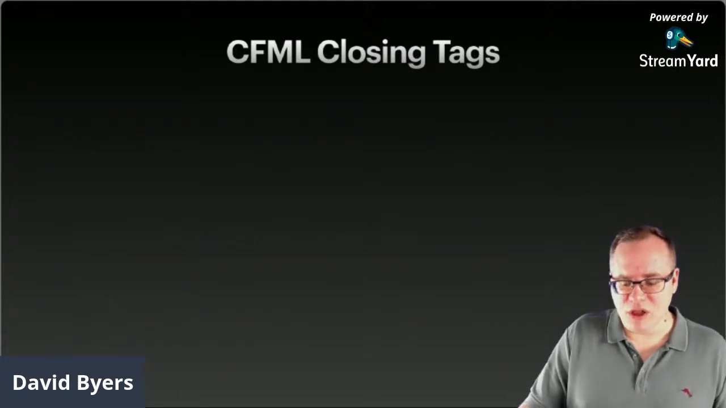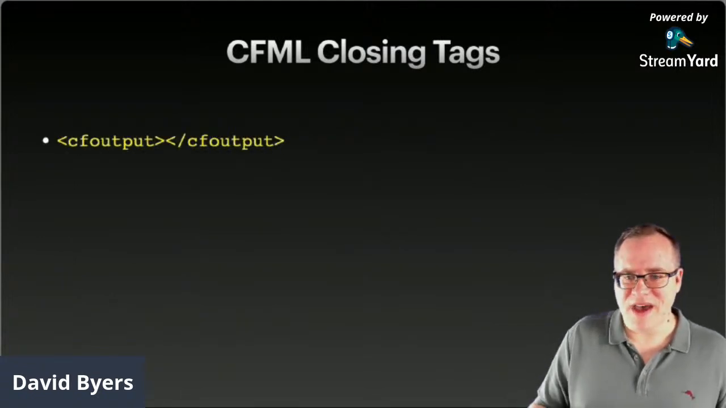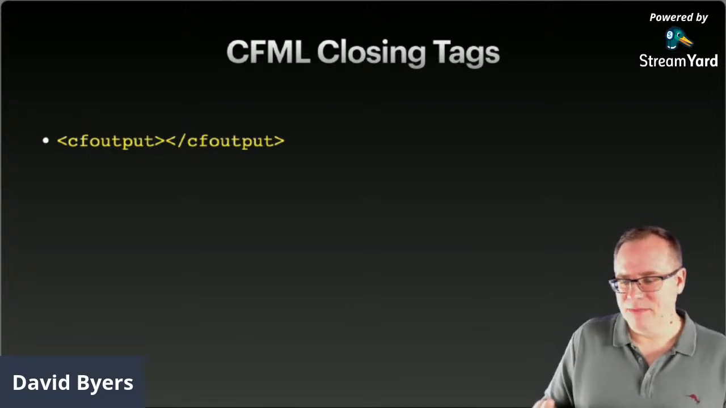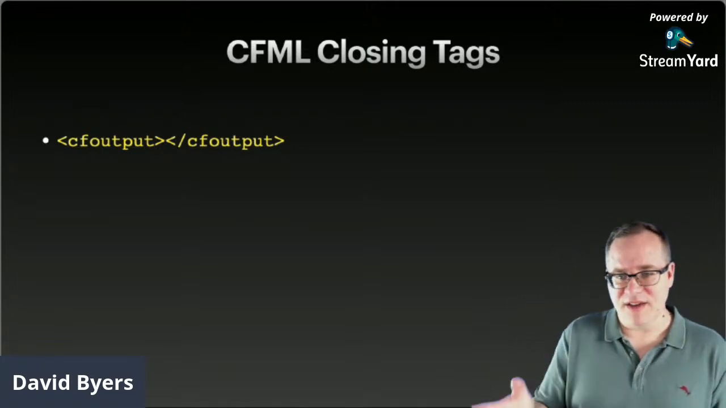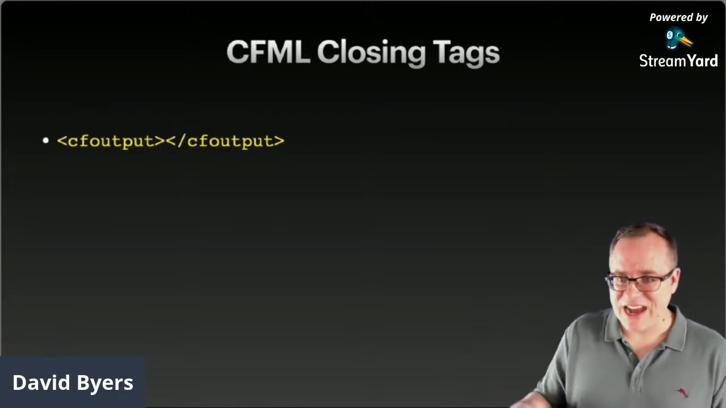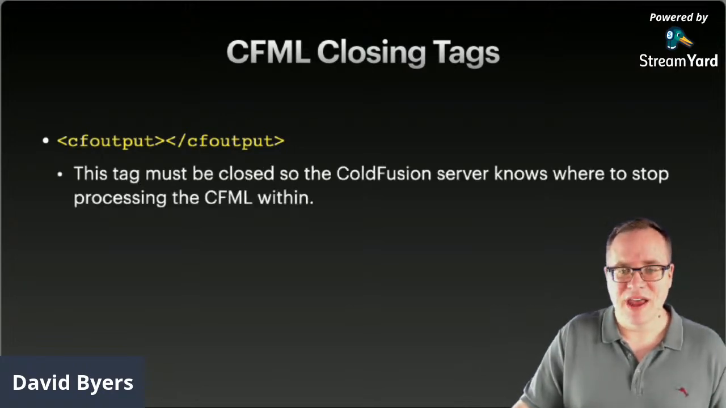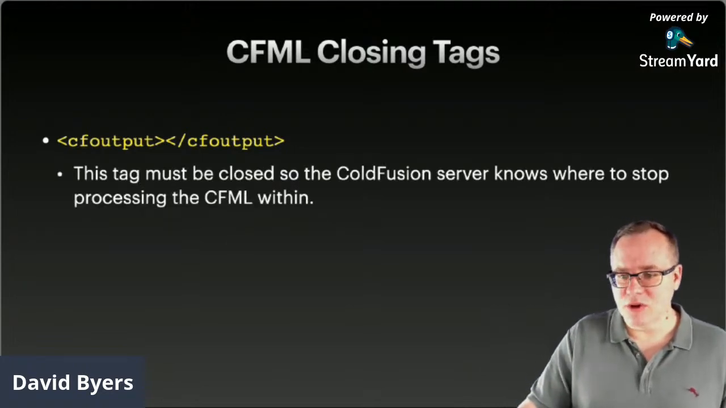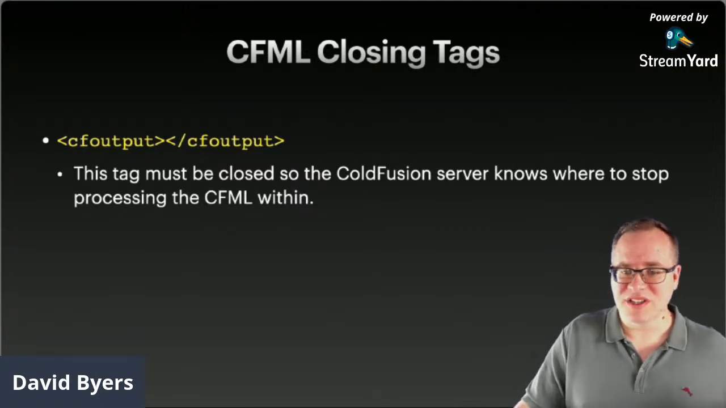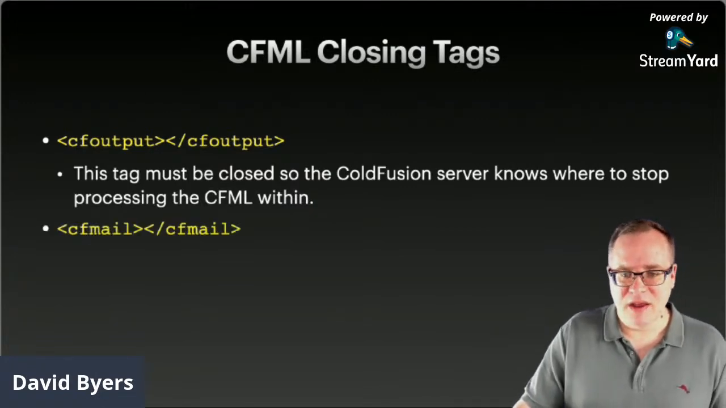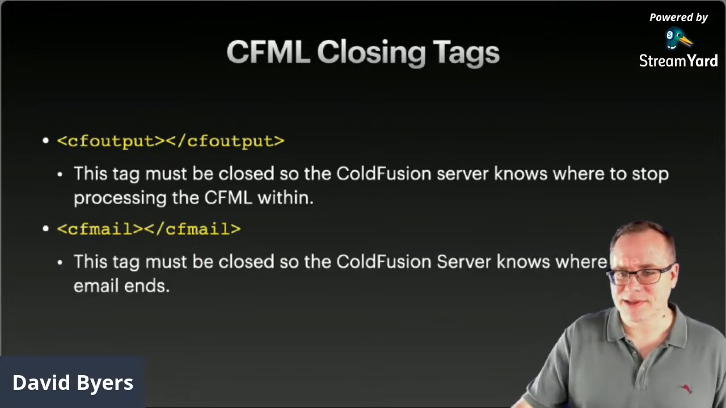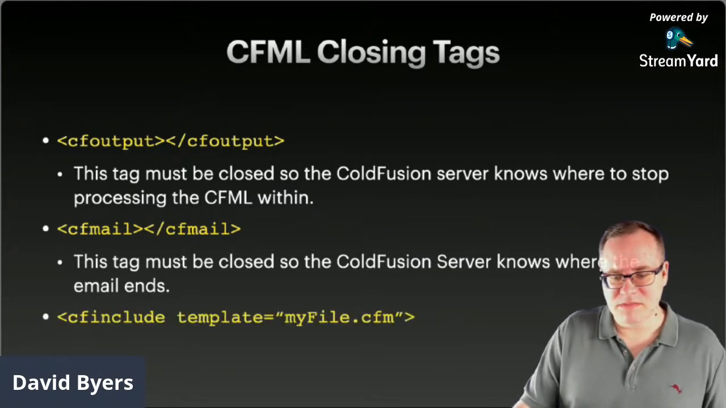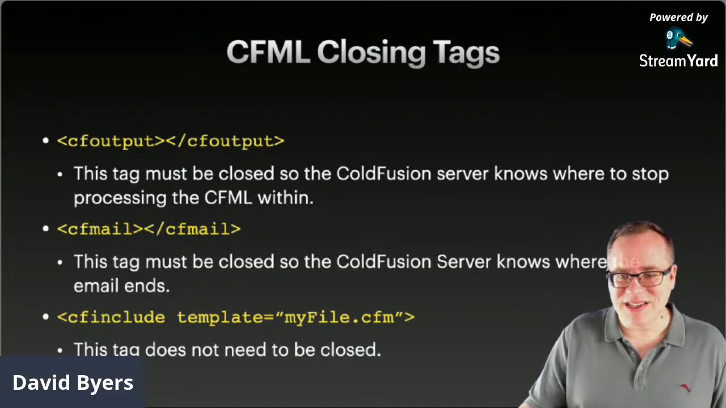Let's talk about CFML closing tags. So when you look at CF output, most tags have a closing tag. So for example, the open angle CF output, end angle, and then open angle / CF output, that would be the closing version of the tag. The CF output tag has to be closed so that ColdFusion server knows where to stop processing the CFML within. The CF mail tag needs to be closed so that ColdFusion knows where the email ends. CF include, another tag, doesn't need to be closed. All it is is include this file here.